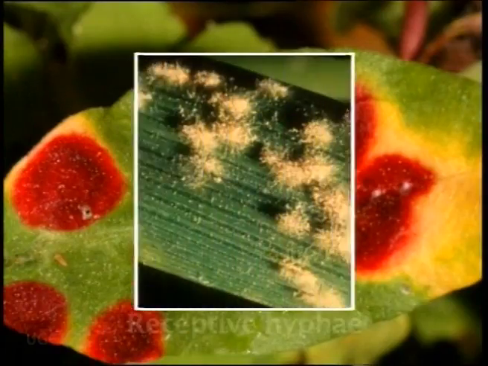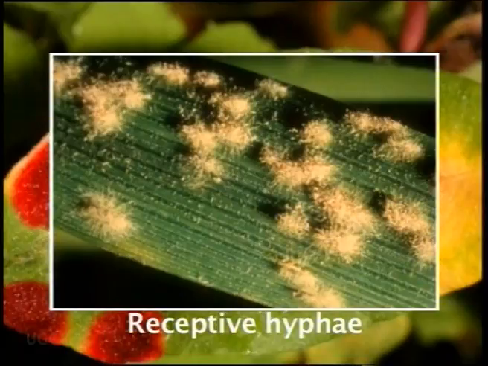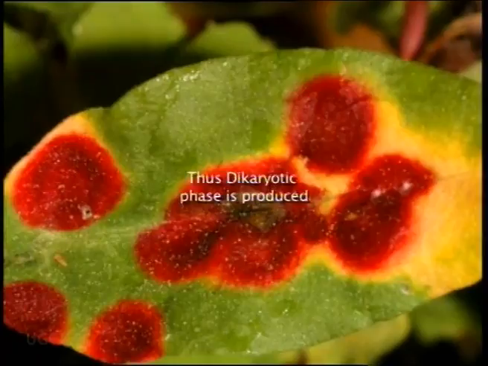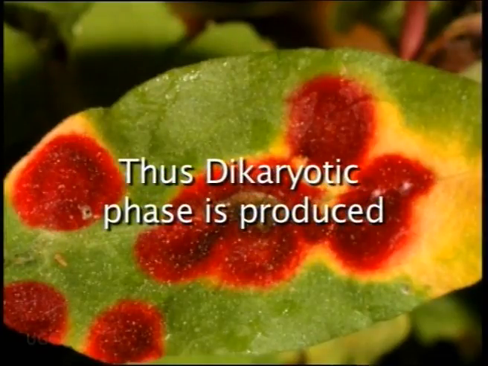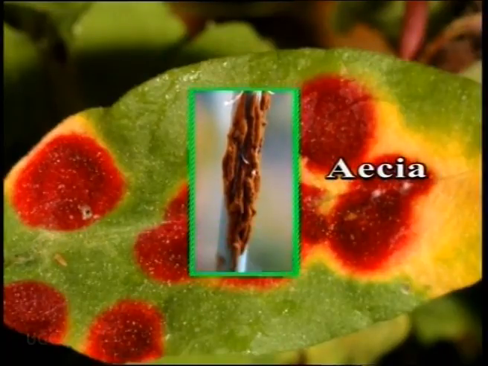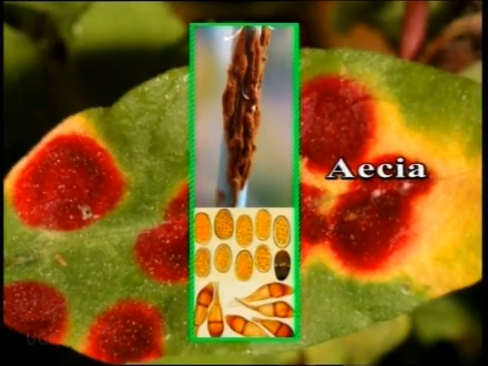The receptive hyphae essentially act as the female gametangia, and on coming in contact with spermatia that function as male cells, bring about plasmogamy, and the dikaryotic phase is thus produced. From the dikaryotic hyphae are produced aecial initials towards the lower leaf surface. Aecia are thus formed on the lower surface of the leaf from the dikaryotic hyphae.